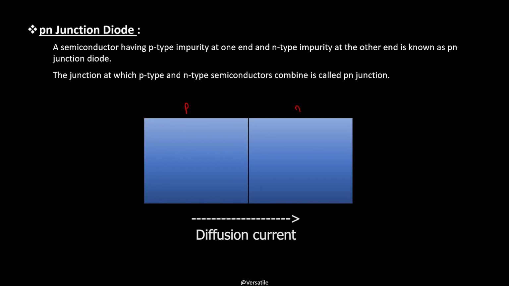Now, when an electron diffuses from n side to p side, it leaves behind an ionized donor on n side. Now, this ionized donor, which is positive in nature, is immobile as it is bonded to the surrounding atoms. And similarly, when a hole diffuses from p side to n side, due to concentration gradient, it leaves behind an ionized acceptor which is negative in nature.